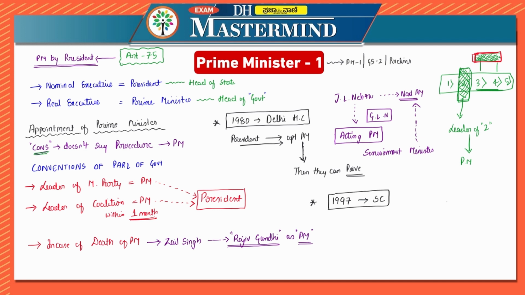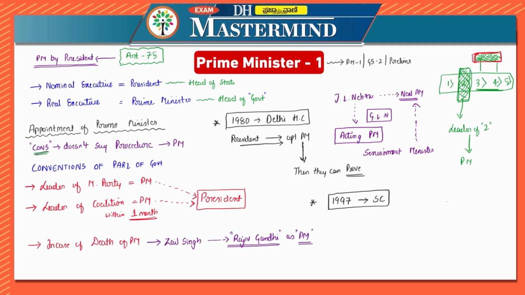So, the Supreme Court said that in order to be Prime Minister, you need not be a member of Parliament. That is, you may not be a member of Lok Sabha, and you may not be a member of Rajya Sabha either. Such a person can also be elected as Prime Minister. Such a person can also be appointed as Prime Minister.